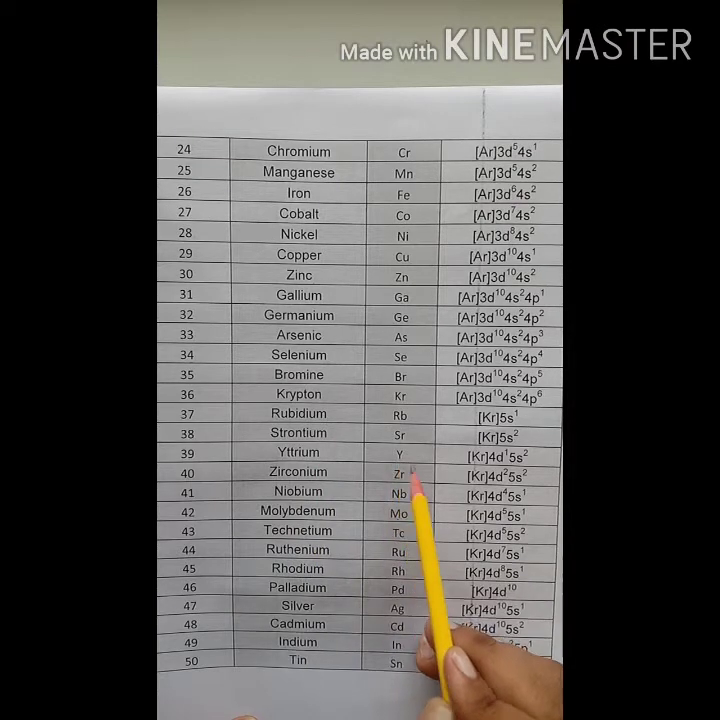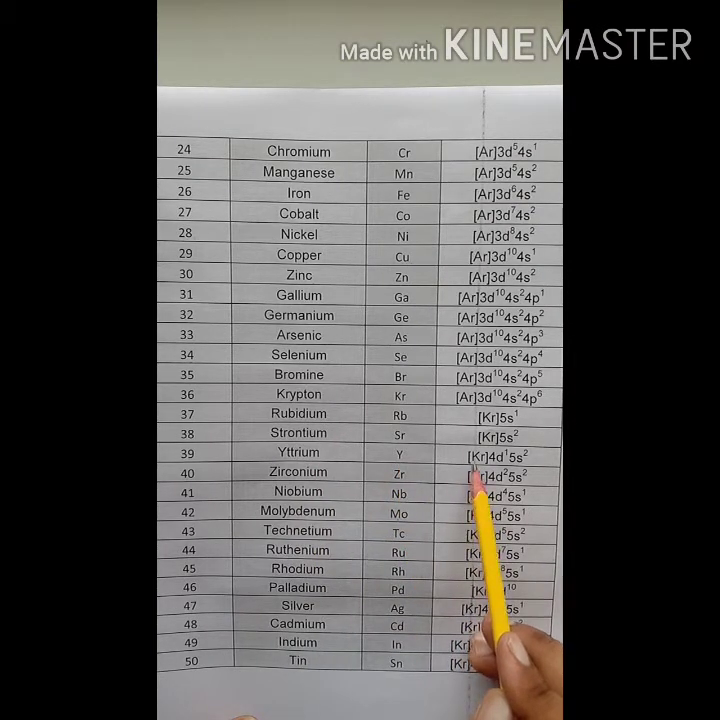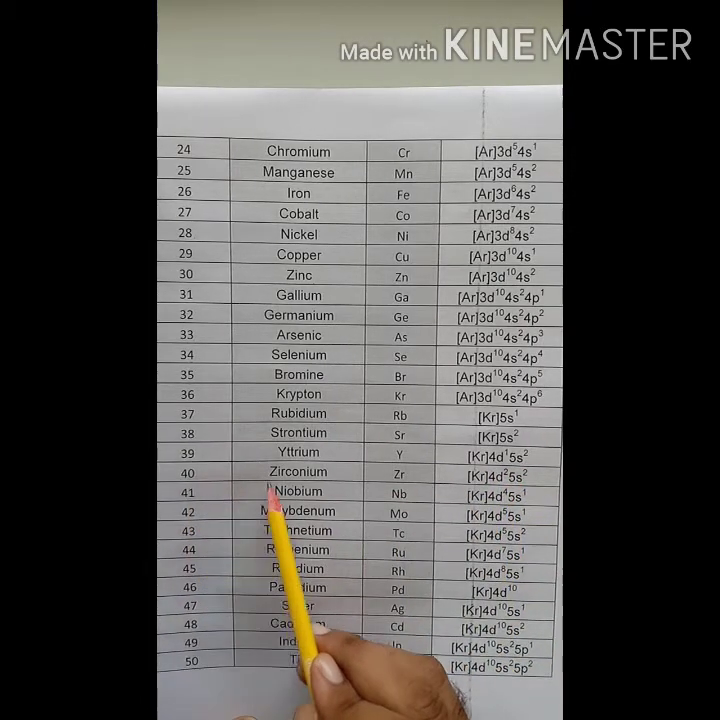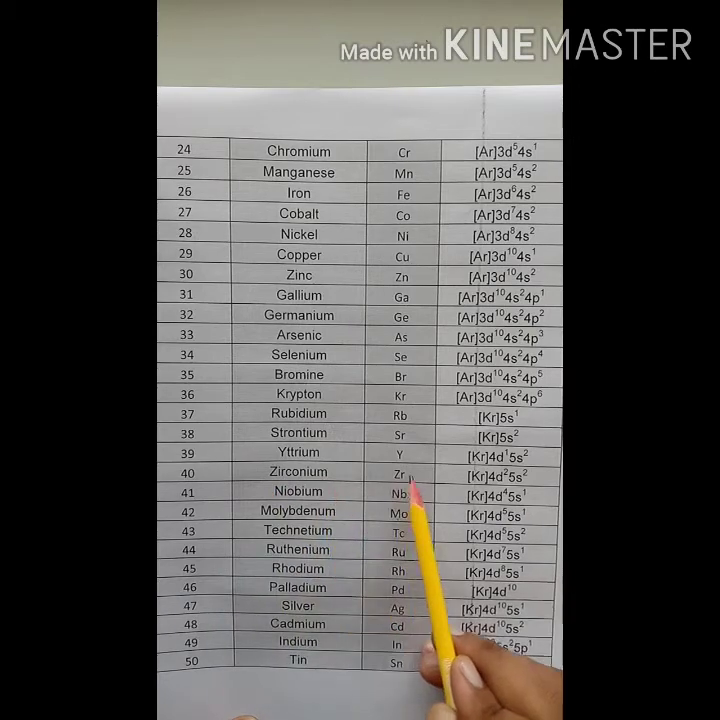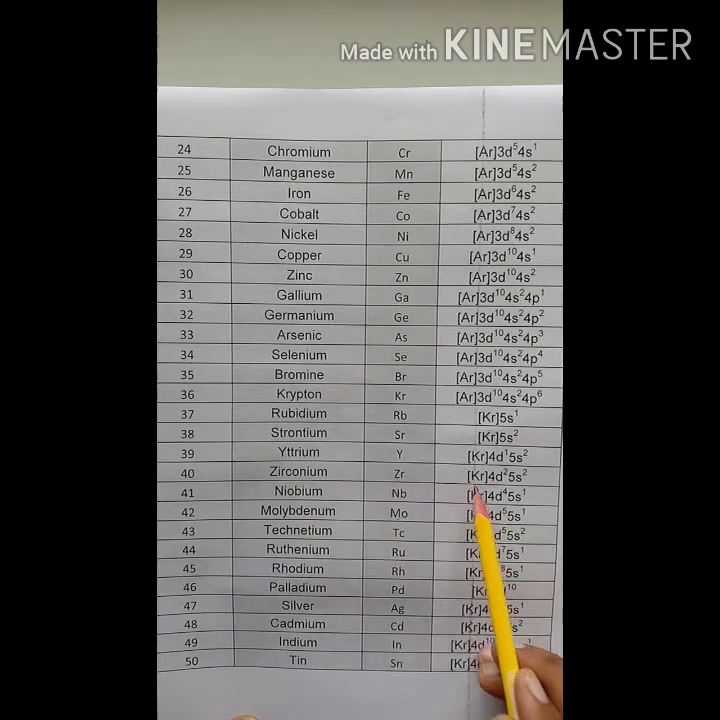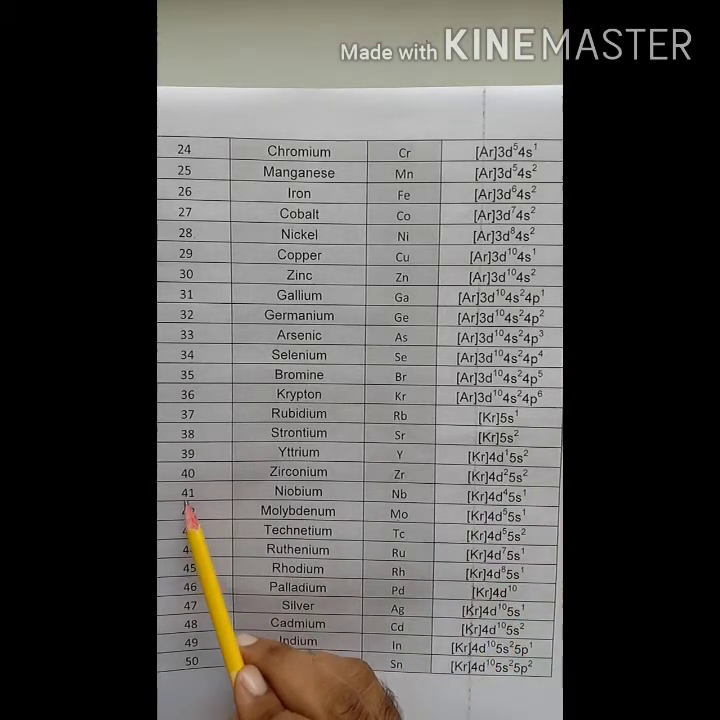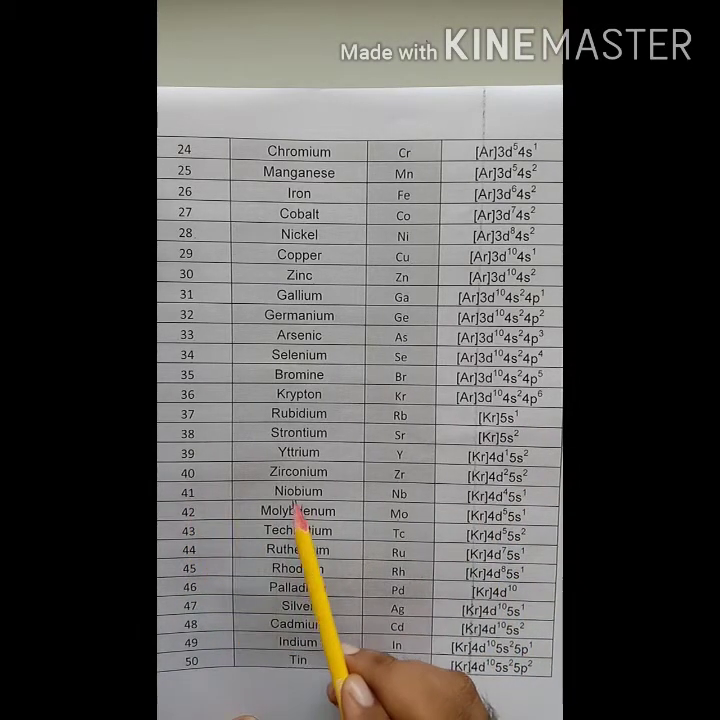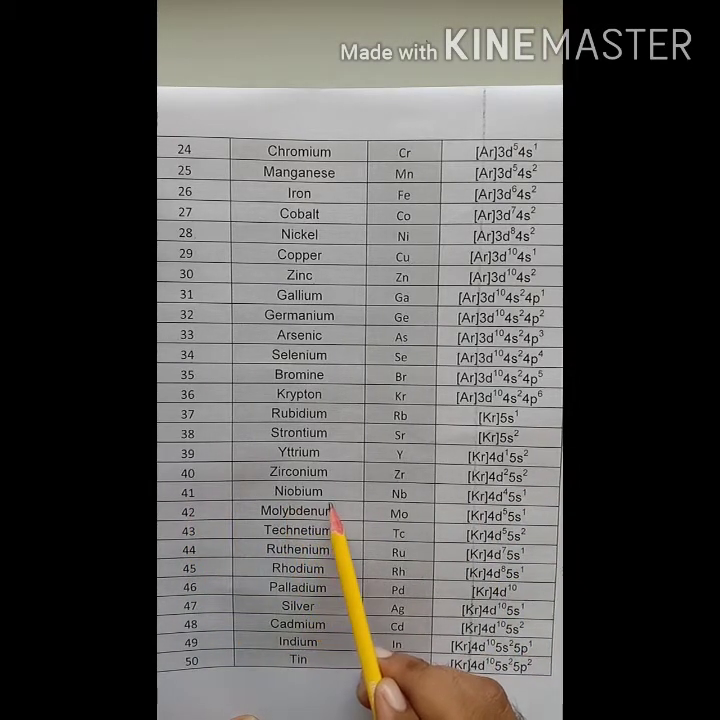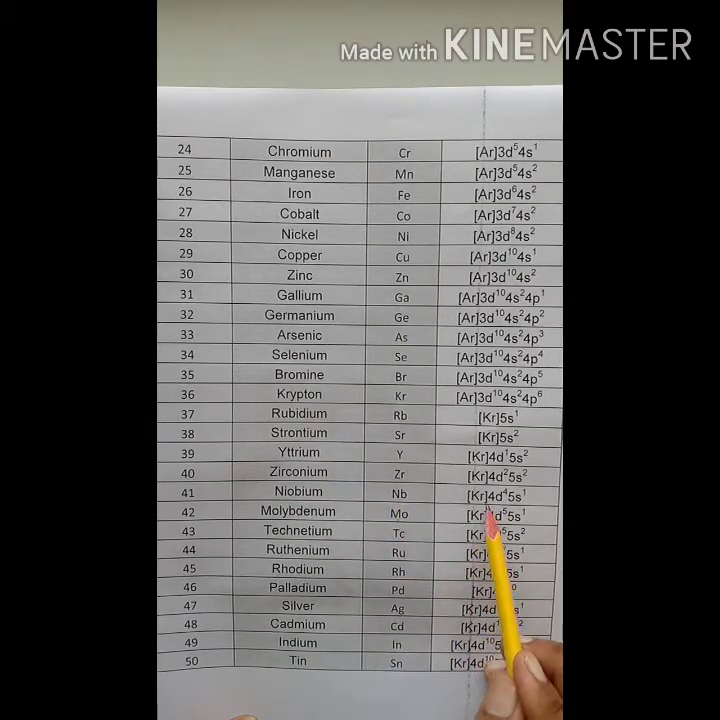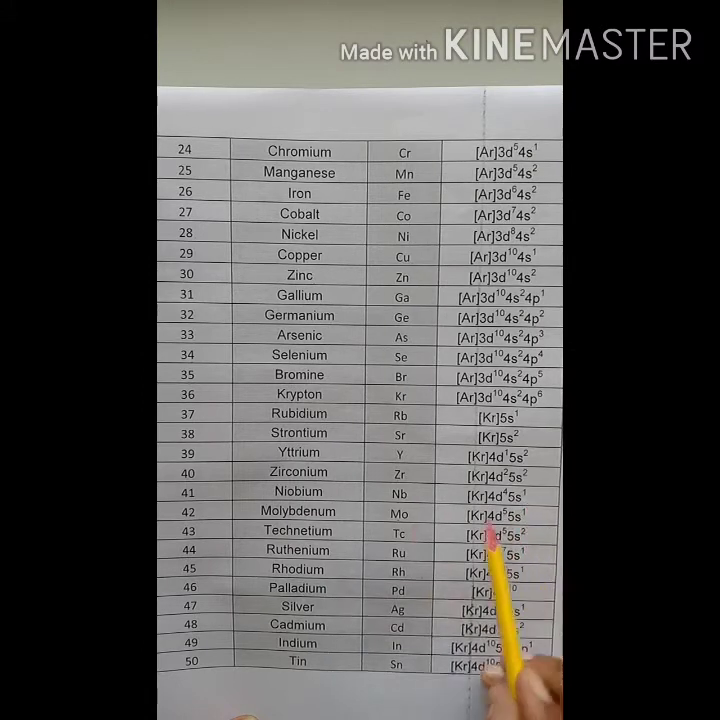Symbol is Y. Electronic configuration is Kr 4d1 5s2. Next atomic number is 40. Name of element is zirconium. Symbol is Zr. Electronic configuration is Kr 4d2 5s2. The next atomic number is 41. The name of element is niobium. Symbol is Nb. Electronic configuration is Kr 4d4 5s1.